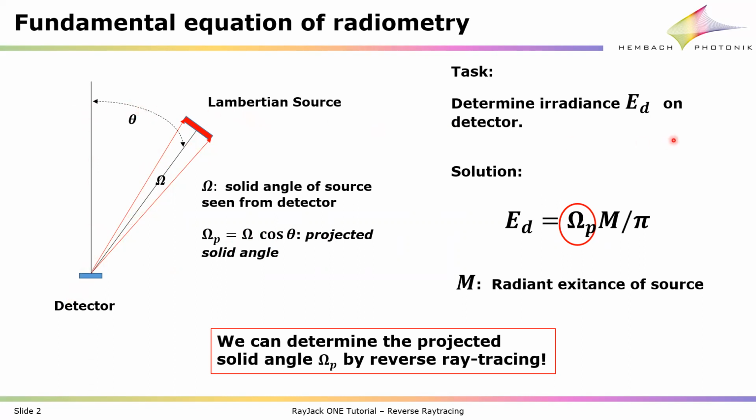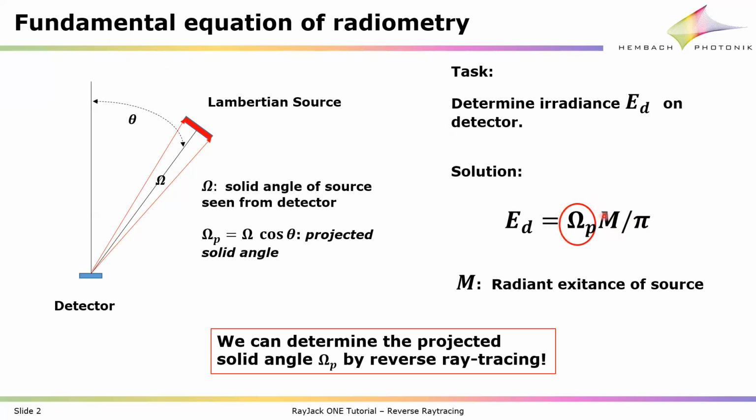We wish to determine the irradiance on the detector, and the solution is given by this fundamental equation. It is the projected solid angle times the radiant excitance of the source divided by pi, where the radiant excitance M is the flux per area.